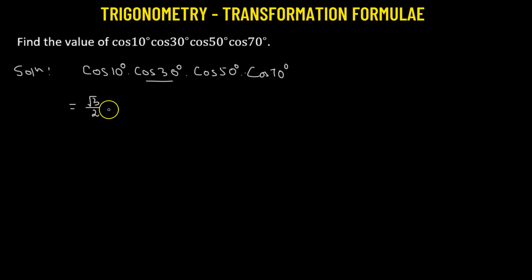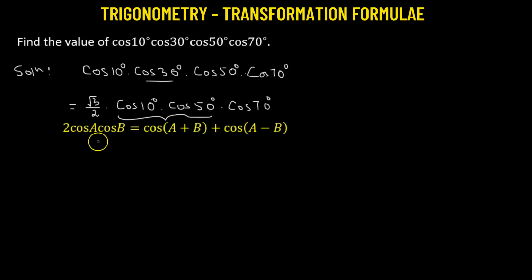over 2. So we'll keep it aside, and then we have cosine of 10 degrees times cosine of 50 degrees times cosine of 70 degrees. So let's first try to combine the first two trig functions, cosine 10 degrees and cosine 50 degrees. So here we have the product of two cosine functions. Then using the transformation formula, this can also be expressed as the sum of two cosine functions. However, we have the factor 2 missing here, but that's okay. All we have to do is divide and multiply by 2. So we get square root of 3 over 4 times 2 times cosine of 10 degrees times cosine of 50 degrees times cosine of 70 degrees.